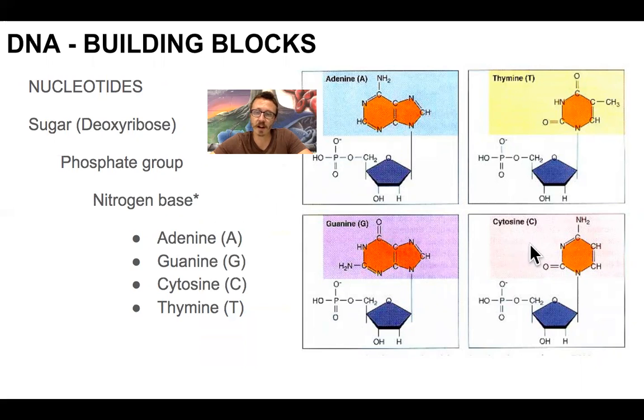There are 4 different nitrogen bases that can be found in the nucleotides of DNA. And so therefore we have 4 different nucleotides, and the differences would be the nitrogen bases. Because if you look at all 4 of these nucleotides, they have the same sugar, deoxyribose, they have the same phosphate group, but the nitrogen bases are different. We've got adenine, thymine, guanine, and cytosine. You can see that there's similarities between some of them, and then there are differences, right?